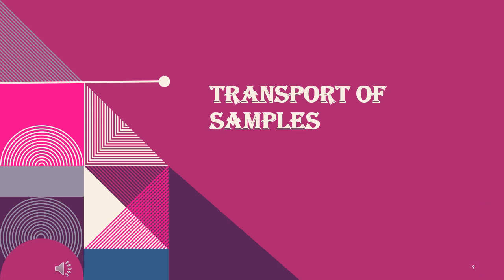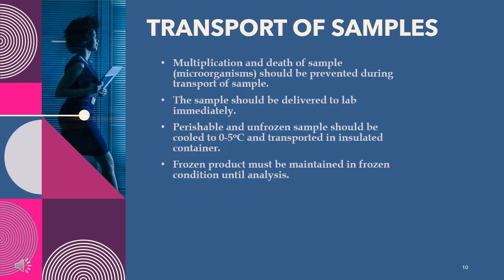Transportation of the collected samples. Transportation of the samples is also an important step because during transportation, multiplication or death of the microorganisms in the sample should be prevented, and the sample should be delivered to the lab as soon as it is collected. Perishable or unfrozen samples should be stored at 0 to 5 degrees Celsius and transported in insulated containers so that there is no heat exchange.